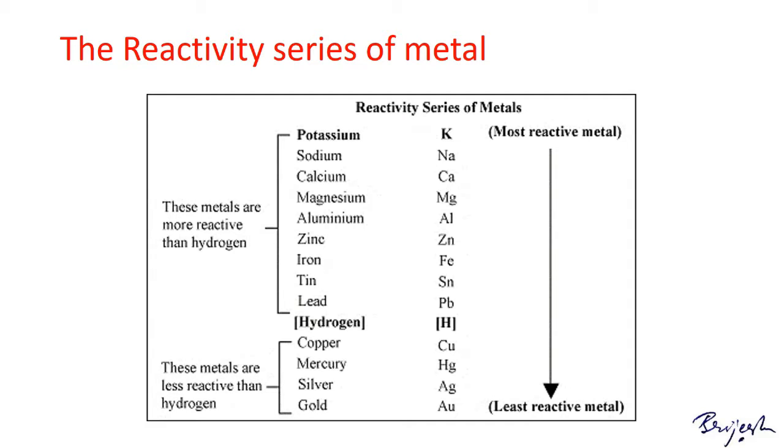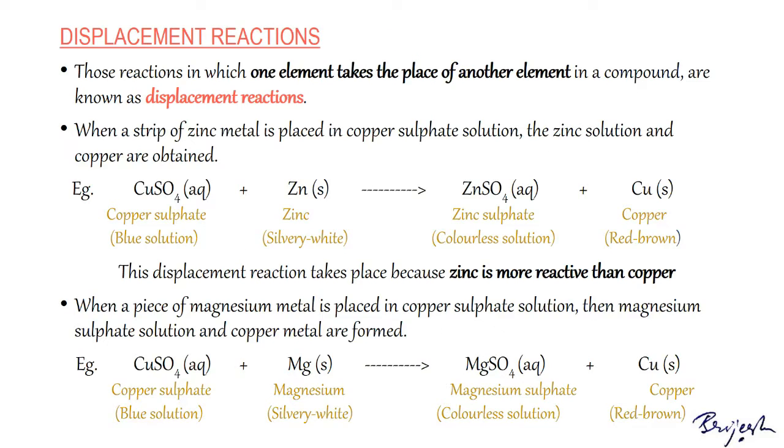Next type of reaction is displacement reaction. Those reactions in which one element takes the place of another element in a compound are known as displacement reactions. In general, a more reactive element displaces a less reactive element from its compound.